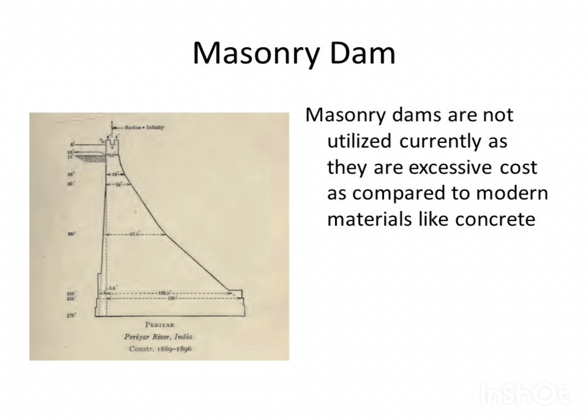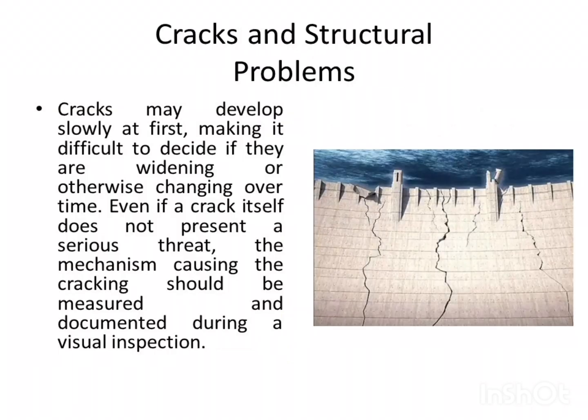So you can see in the picture it is the Perrier Dam, and it has a shape which is gradually decreasing to the top. Masonry dam repairs are very difficult, and require a lot of precision.